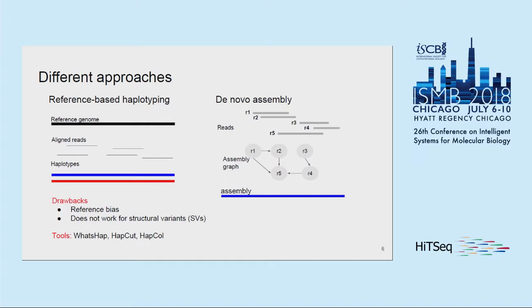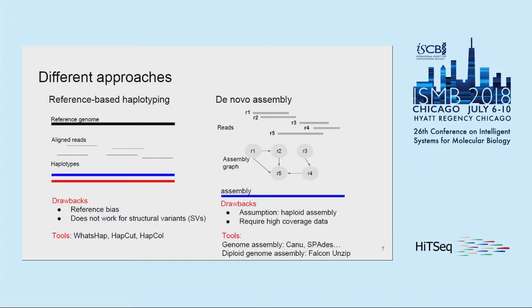The main drawback here is that the underlying assumption is that the genome is a haploid genome, and it requires a high coverage dataset to generate good quality assemblies. There are tools for genome assembly such as Canu, SPAdes, and so on. And FALCON-Unzip is the only available diploid assembler.